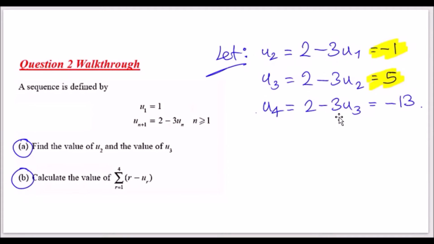Now, let's look at B. Calculate the value of the sum from r equals 1 to 4 of (r minus ur). So in other words, the first 4 terms of this sequence, r minus ur.